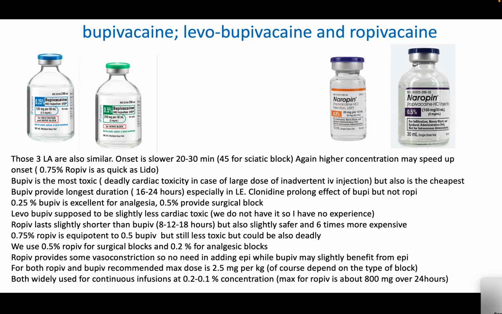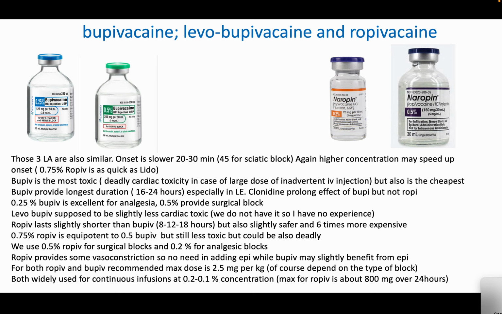So next, we're going to talk about long-lasting medication: bupivacaine, levobupivacaine, and ropivacaine. Again, those 3 local anesthetics are also very similar. Onset is much slower, 20 to 30 minutes, up to 45 minutes for sciatic blocks, for example. Again, high concentration may speed up onset, and 0.75% ropivacaine or even 1% ropivacaine is as quick as lido, or maybe even quicker if you use 1%.